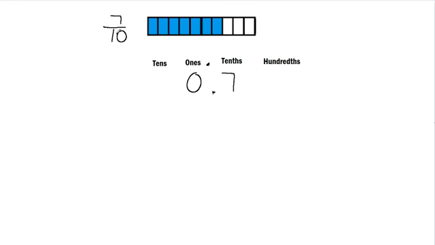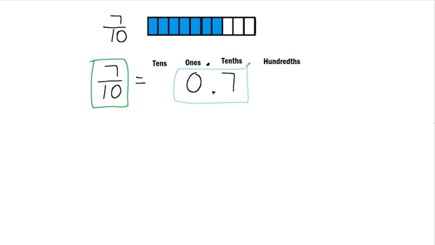So I can write 7/10 as 0.7, and I read it as, this one we say is 7/10 as a fraction, and this we still say 7/10, but we say 7/10 as a decimal.